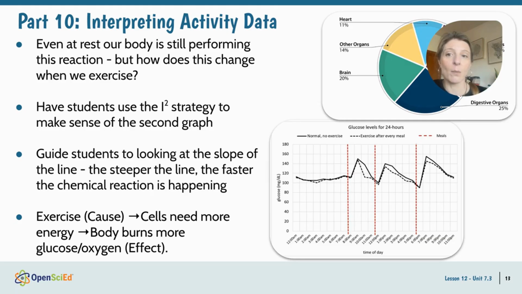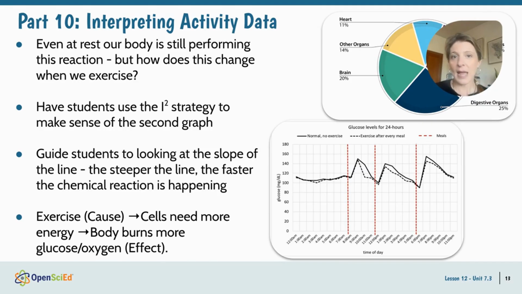Another key point is in part 10, which is interpreting activity data. The key takeaway is that increased activity increases the need for energy, which speeds up the rate of the chemical reaction. That's the effect, right? So we're really looking at cause and effect.